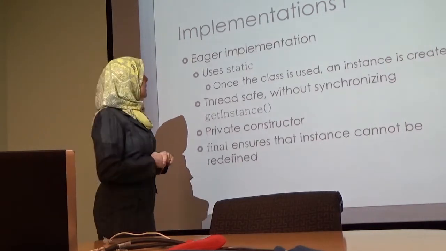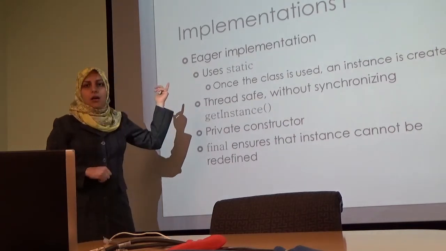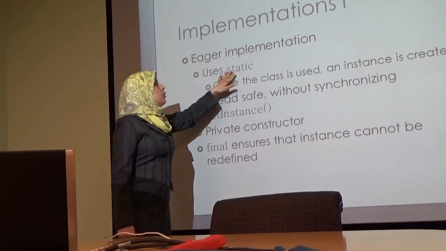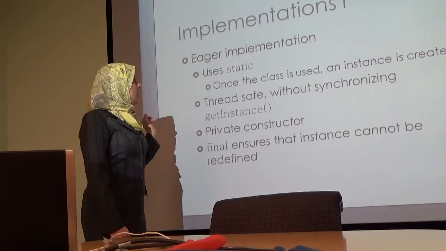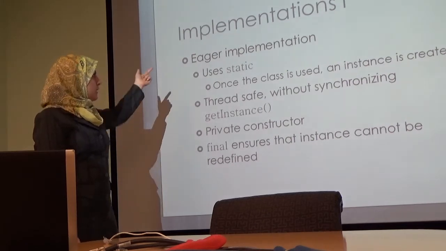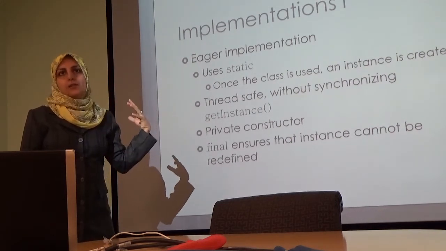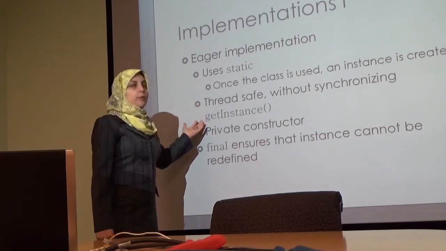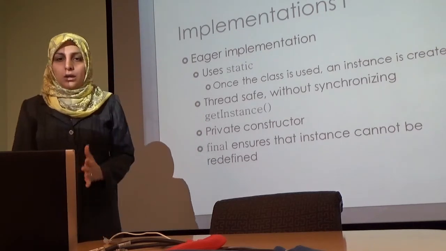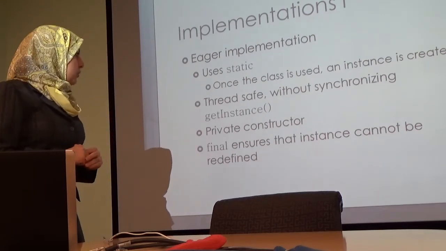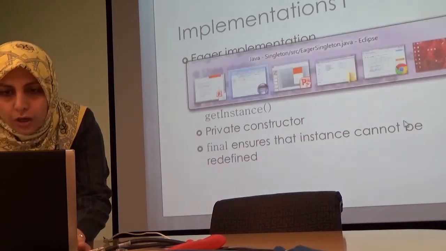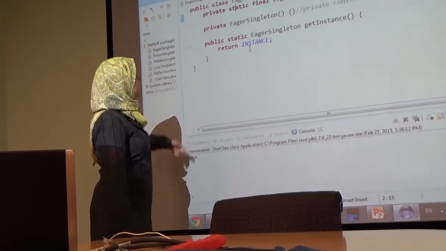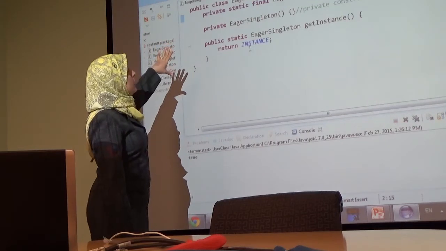The first one is eager implementation. Eager is as opposed to lazy. It uses a static, so the concept is similar to a static, and we essentially use the static keyword inside, and we'll see examples of that. Because it's eager, once you load the class, you have exactly one instance, and there is no way to do it lazily in this implementation. The implementation is thread safe by itself, so you don't have to synchronize anything when you want to do multi-threading, and you make the constructor private, and you use final, and I will show you how to do this in this code. So here is an example of a singleton class that uses the eager template.